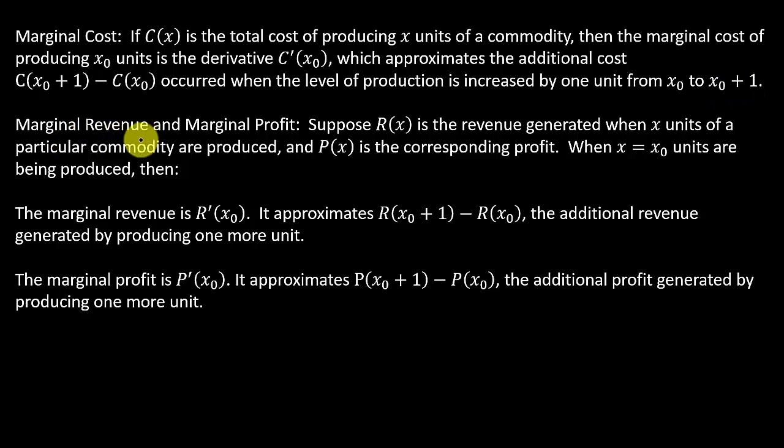And then we have the same thing, marginal revenue and marginal profit. R of X is the revenue and P of X is the profit. Now, these are both similar to marginal cost. The marginal revenue is R prime of X naught, and it approximates R of X naught plus 1 minus R of X naught. And then the marginal profit is the derivative of the profit function, and it approximates P of X naught plus 1 minus P of X naught. It's the additional profit generated by producing one more unit.